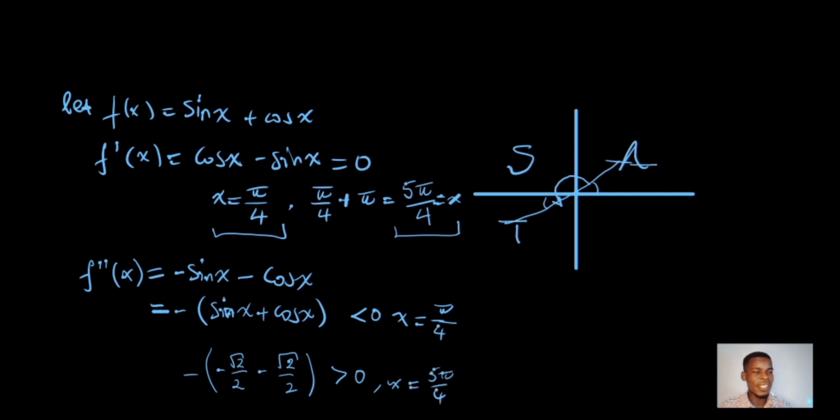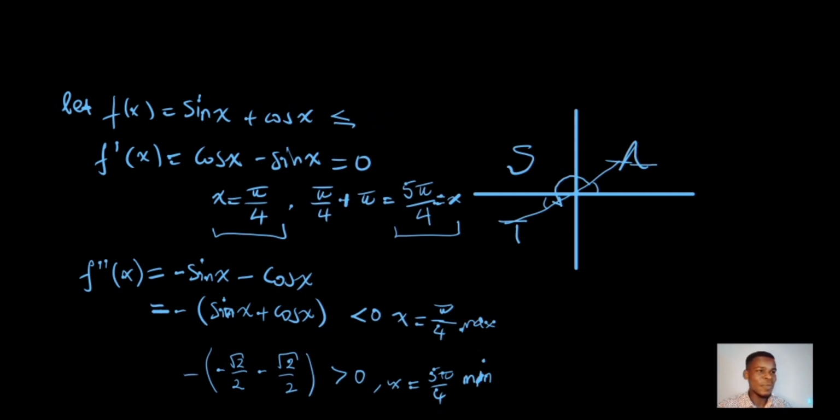What does that tell us? That tells us that 5 pi over 4 will give us a minimum point, while pi over 4 will give us a maximum point, because when the second derivative is less than 0, we get a maximum. When the second derivative is greater than 0, we get a minimum. So what does that tell us? That tells us that the highest this function can be is the value when x is pi over 4.